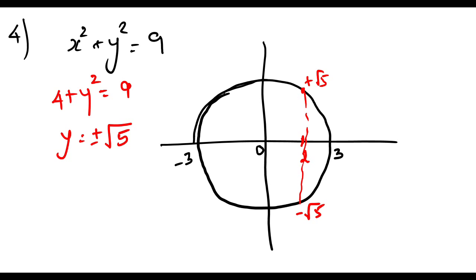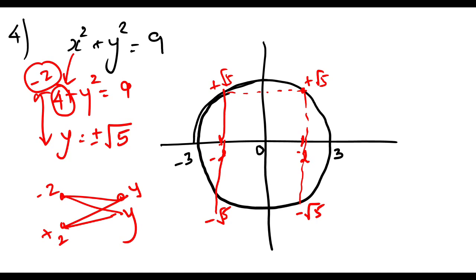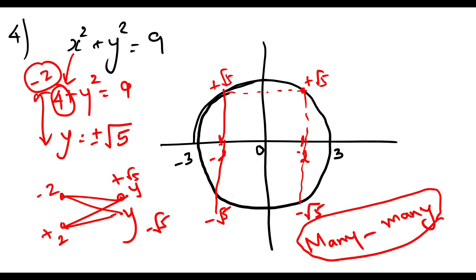And in the place of 2, I can also use -2, and I'll get the same values. So for -2, I'll have the same plus root 5 and minus root 5. So two x values giving the same two y values, which means two x values giving two different y values. So -2 and 2 give me plus root 5 and minus root 5 both. So this is called, you should have guessed, many x values going to many y values. In this case, it is 2 to 2, but in general, the relation is called many to many relations.